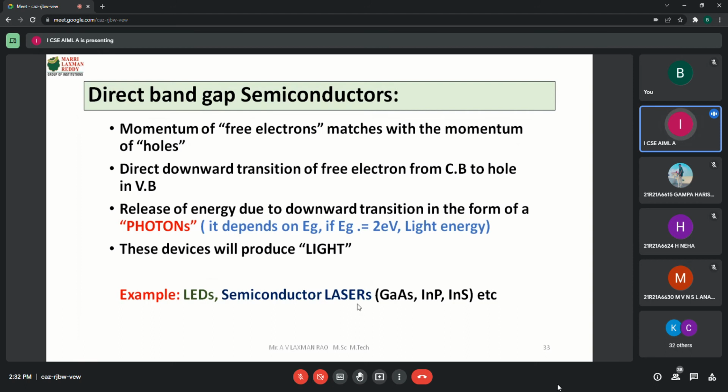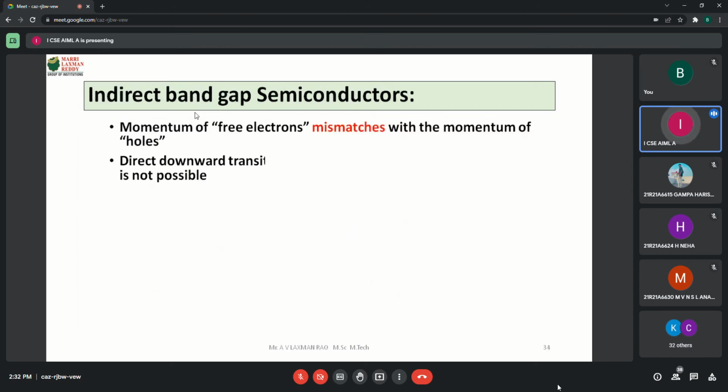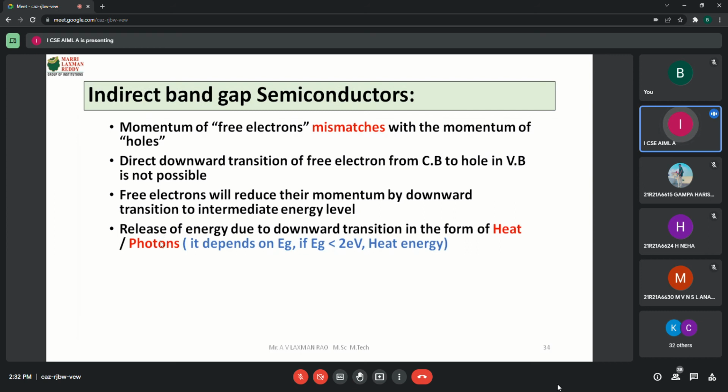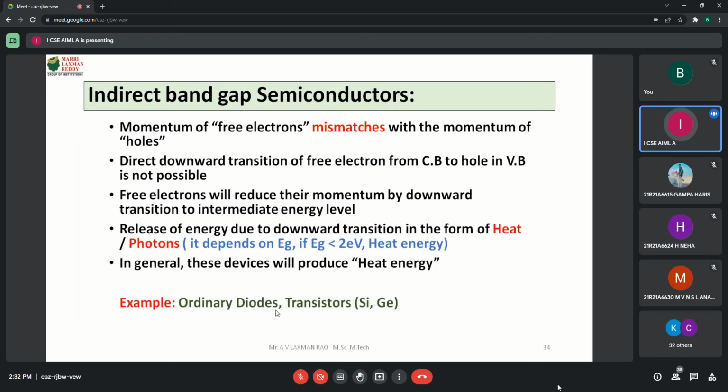LEDs and semiconductor lasers all come under the direct band gap semiconductor. The LED is the best example of a direct band gap semiconductor, where the output is light. For indirect band gap semiconductors, these are the properties, and examples are ordinary diodes or transistors, which are made up of semiconducting material only. Now you know a transistor is nothing but a back-to-back connection of two diodes.